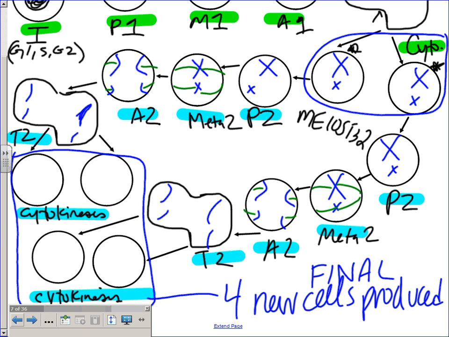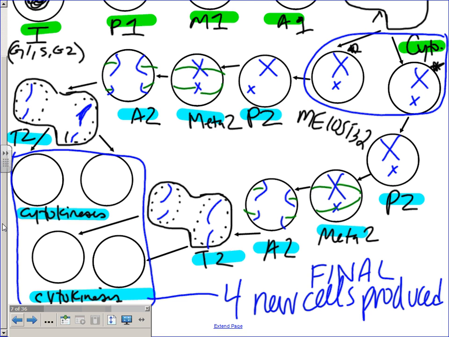What's starting to reform around the chromosomes though? What's it called? The nuclear membrane. I'm just going to put it as dots. So we got nuclear membrane, uno, dos, tres, cuatro. Okay.